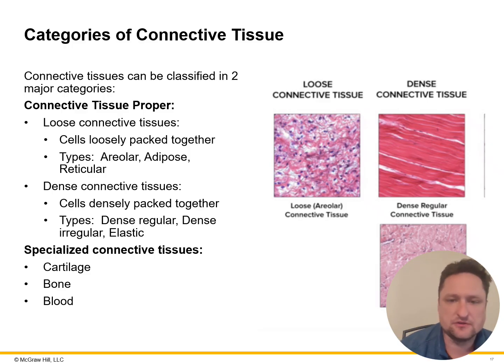Specialized connective tissue includes cartilage, bone, and blood, and each of these is adapted to a particular structure or functional role. The classification underscores how diverse modifications of the same components can be. So cells, fibers, and matrix all create materials with vastly different mechanical and physiological properties.